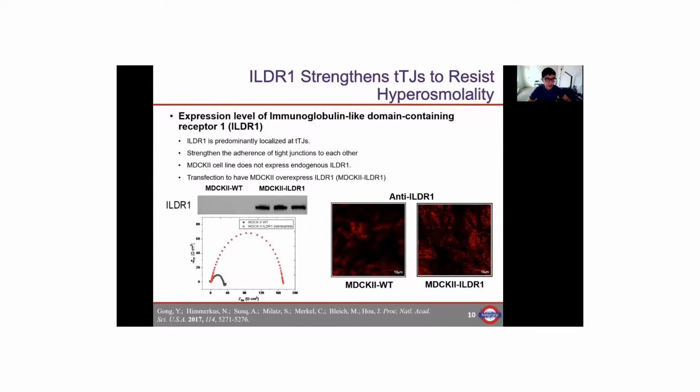The second factor we study is the expression level of ILDR1 protein in the cells, which is a tricellular junction specific protein. In this experiment, we use transfection to have our MDCK2 cells overexpress ILDR1 protein, as indicated by the immunolabeling and the immunoblotting results. And on the bottom left, we can see from the impedance spectra that the overall resistance of ILDR1 overexpressed cells is much higher than the wild-type cells, which indicates the successful sealing of tricellular junctions.